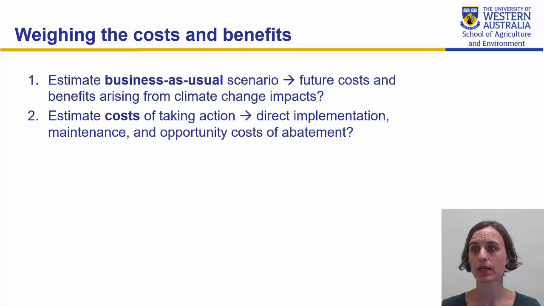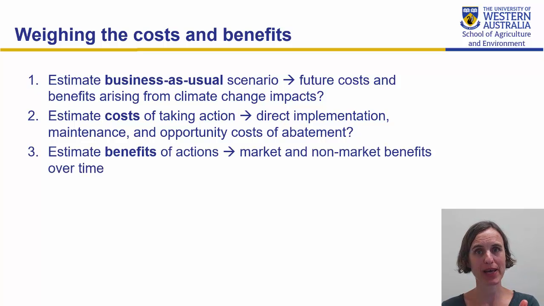Right? Then we estimate the cost of taking adaptation or mitigation actions. These include the direct implementation cost, but also maintenance cost and the opportunity cost. Then we estimate the benefits. And I just talked about those before: market and non-market benefits and how they change over time.